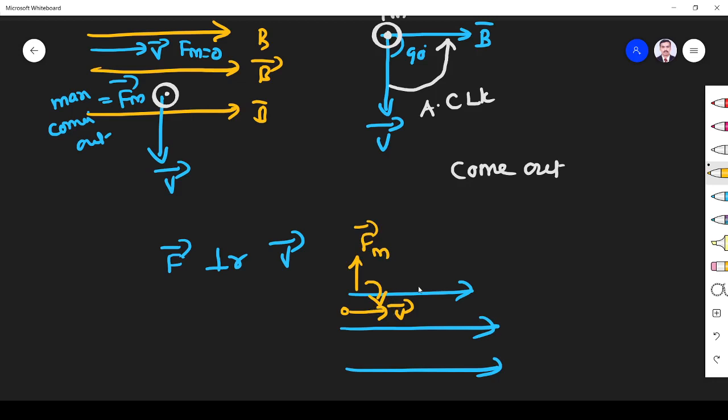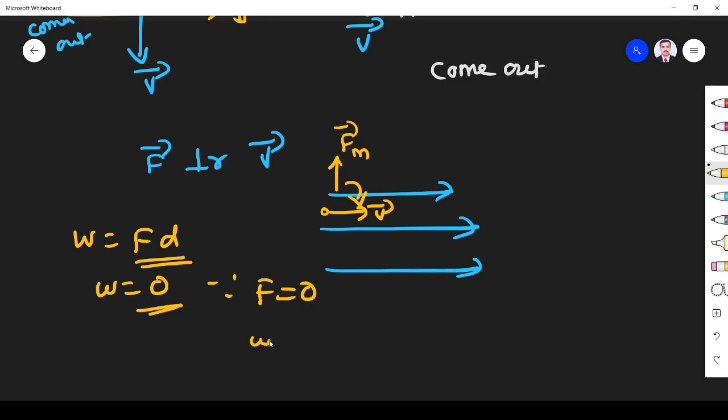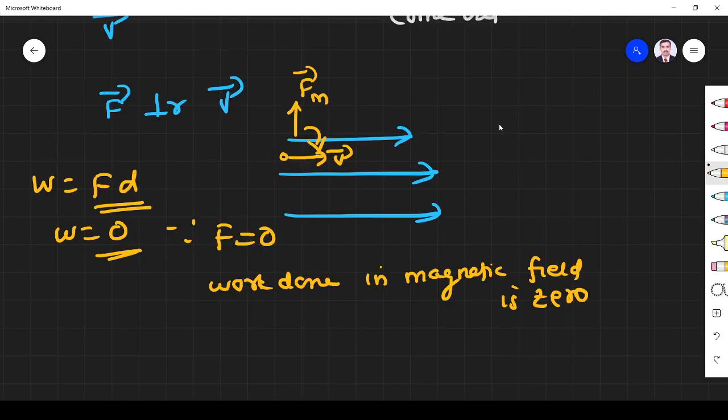So moving charge, right? If there is no force along the motion, there is no work, because W is equal to F into d. Since no force is acting along the displacement of the charge, what is the work done? Work done is equal to 0. So work done in magnetic field is 0. Very important.